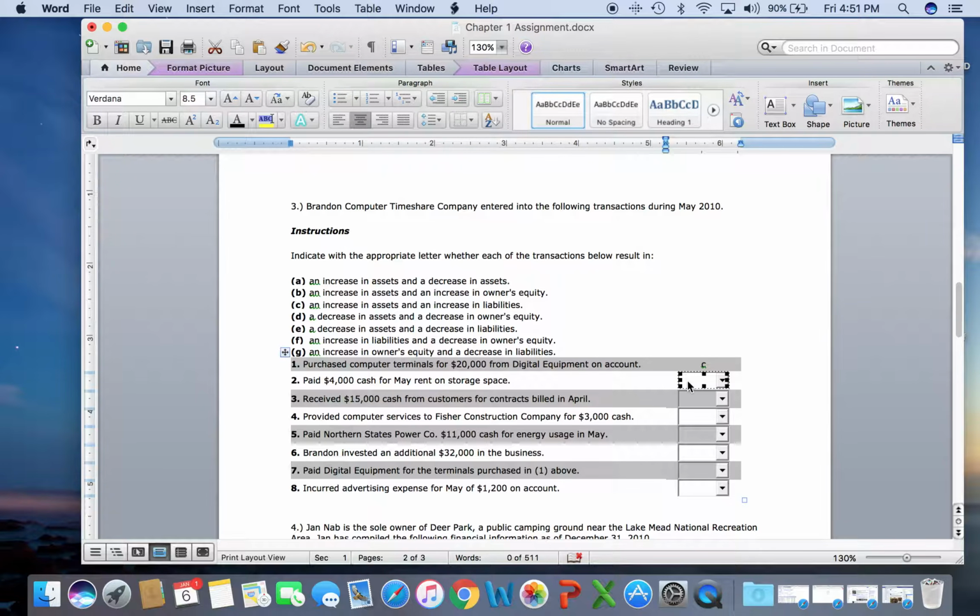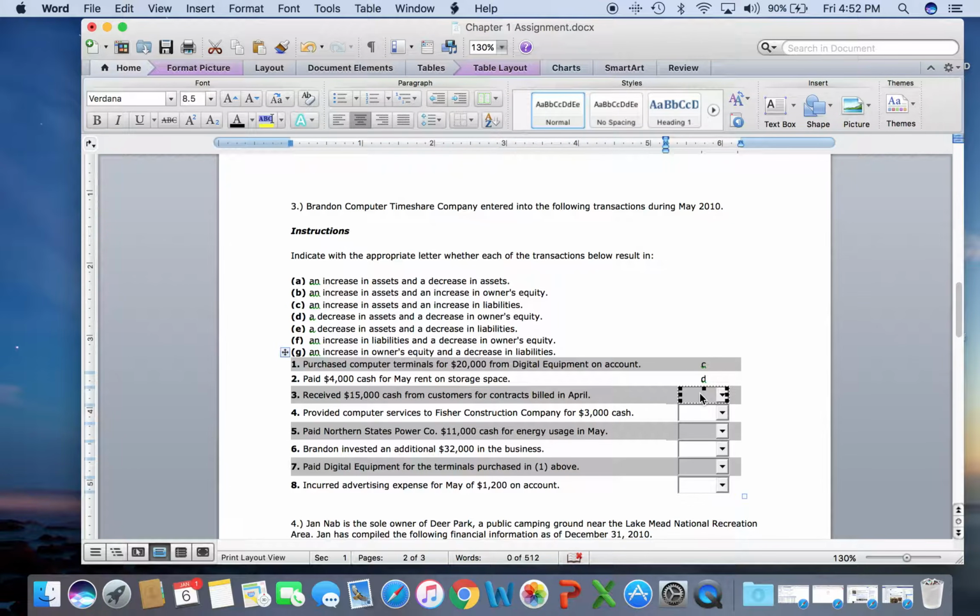And now, paid $4,000 cash for May rent on storage space. We know it's going to decrease assets because you had to use cash. Your cash is going down. And it also decreases your owner's equity because that's an expense. So it's going to be D, decrease in assets and a decrease in owner's equity. So that'll be D.